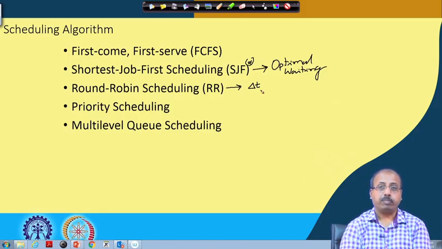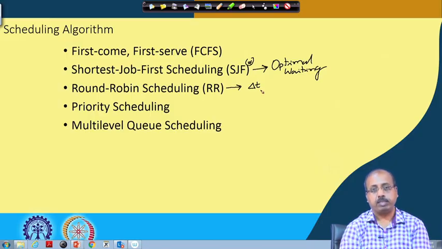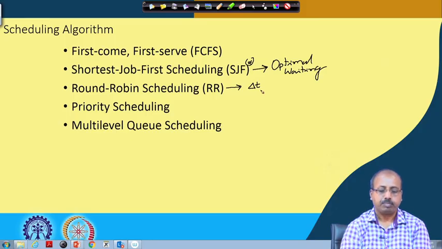Then of course, we have priority scheduling. It may be that in the same computer system, jobs are submitted by different classes of users, and the jobs are of different priority. Some of the jobs are very high priority, so they should be given a chance for execution compared to others. For example, there may be scientific computation or weather forecasting type of jobs.